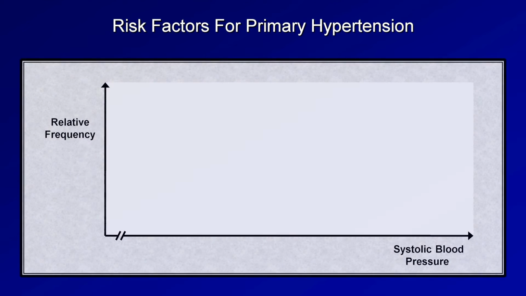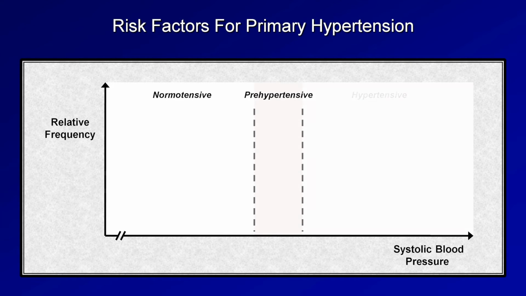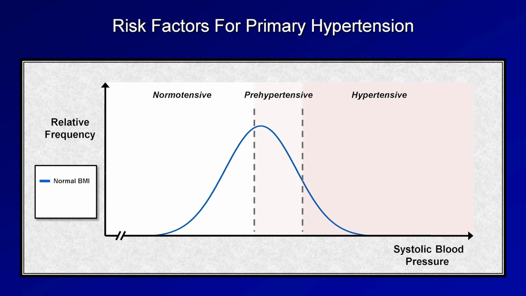So consider this graph of the relative frequency of finding a particular systolic blood pressure in American adults with a particular BMI or body mass index. We'll split up the pressure into normotensive, prehypertensive, and hypertensive categories. For patients with normal BMI, that is a normal weight given their height, the frequency of blood pressures empirically follows a normal distribution quite nicely. That is, it forms a classic bell-shaped curve. About half of adult Americans with a normal BMI have either prehypertension or hypertension.